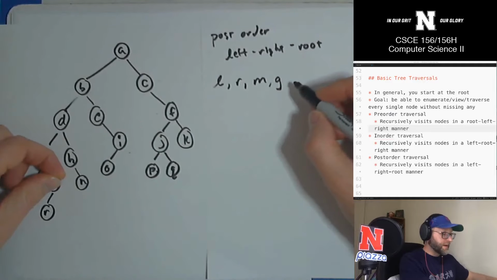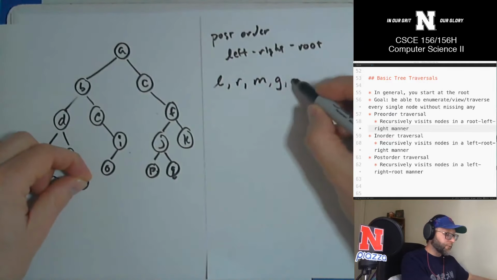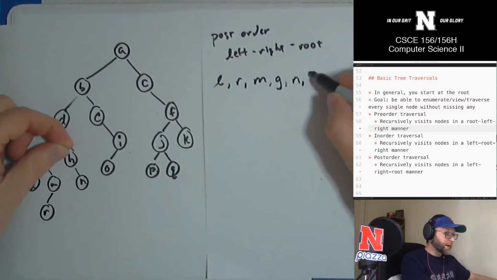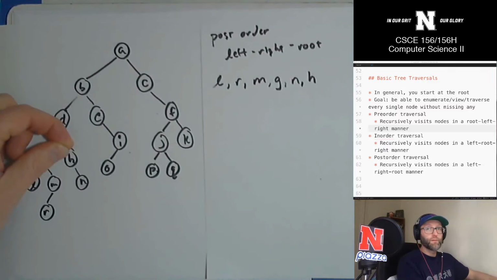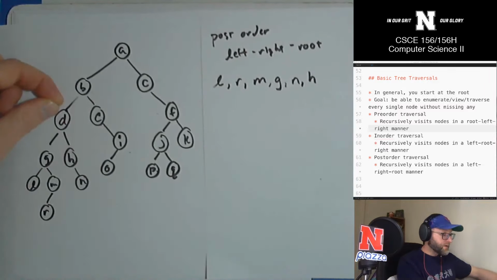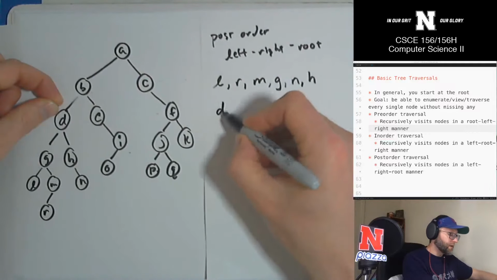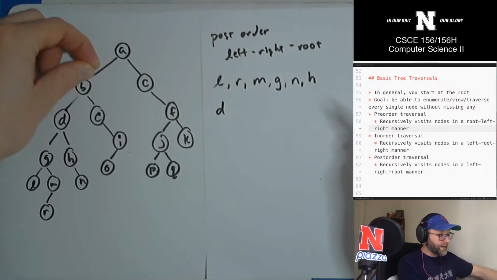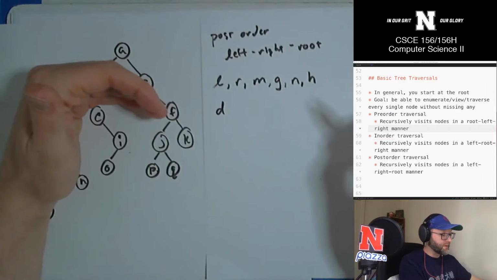We look at the left, it's empty. We look at the right, we have process N. And finally, we come back up here and process H. Okay? Now that we're done with the right subtree, we come back up, do D. We come back up. We don't do B yet. We do the right subtree first.